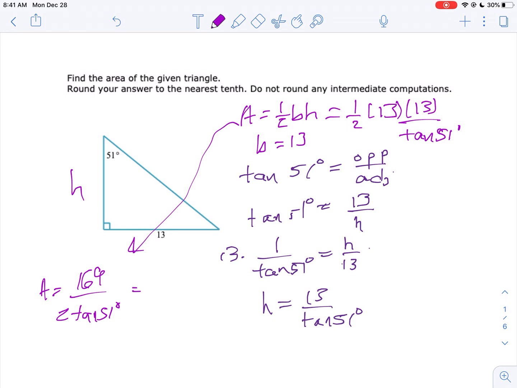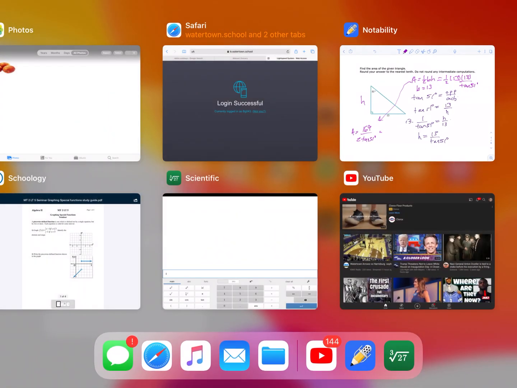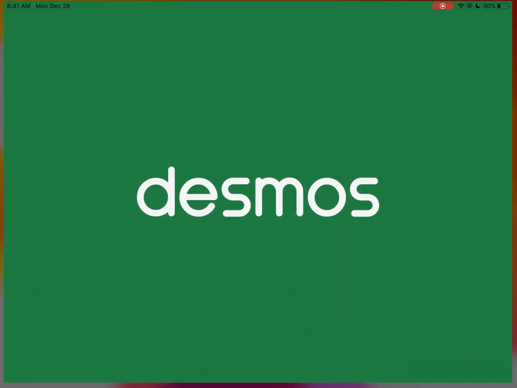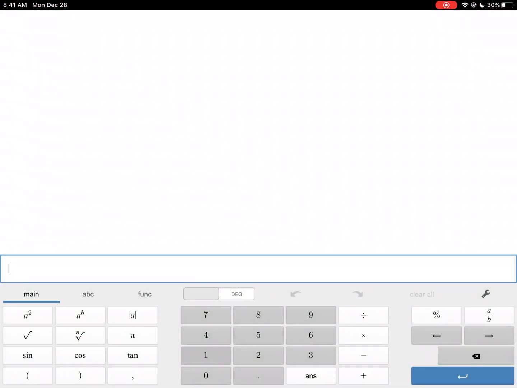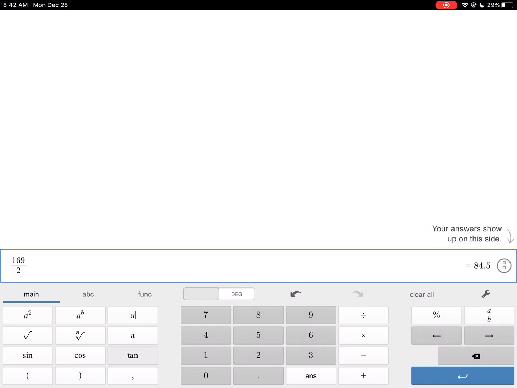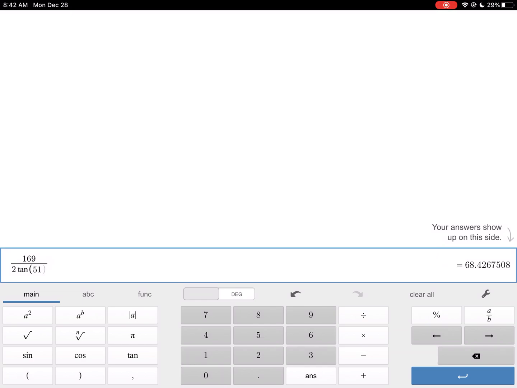Well, let's use our calculator here. So we're going to take 2 times the tangent of 51 degrees. Let's show that work, I guess. So we'll use our calculator here. So it's going to be 169 divided by 2 times the tangent of 51 degrees. And we get about 68.4.